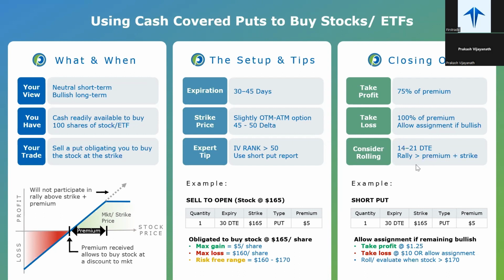You'd want to consider rolling the trade at around 14 to 21 days to expiration, or more specifically, if the rally of ABC is greater than the premium plus the strike price. So like we said, there's a risk-free range, and the upper bound of the risk-free range is 170. So if ABC rallies from 165 to above 170, that's when you'd want to consider rolling. And that simply means buying out this short put, which would be worth very little, and immediately selling to open another short put using the same best practices of around 30 days to expiration and around a 40 to 50 delta. And therefore you generate more premium, but your break-even price, or your purchase price of the stock, will be a little bit higher as well.